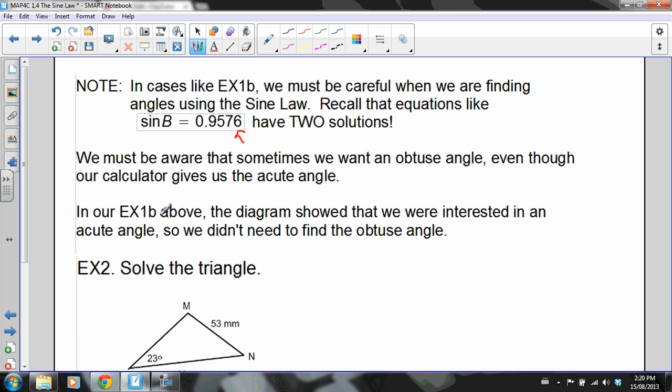In the example 1b above, the diagram showed that we were interested in an acute angle, so we didn't need to find the obtuse angle. It was all good. So nice. I'm going to stop there and we'll pick it up in part 2.